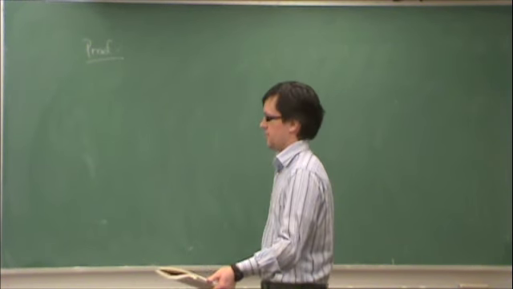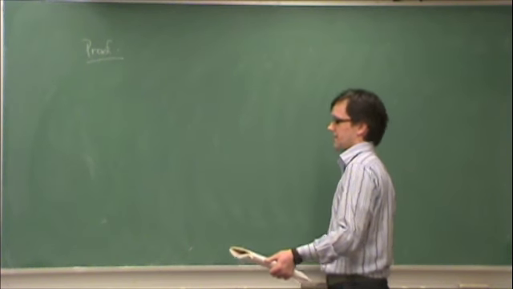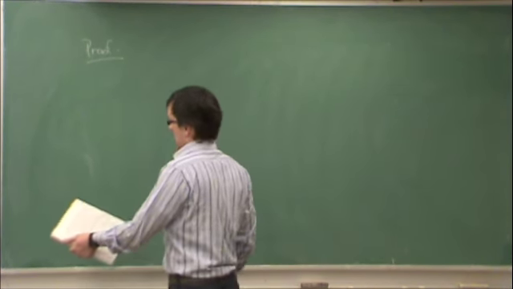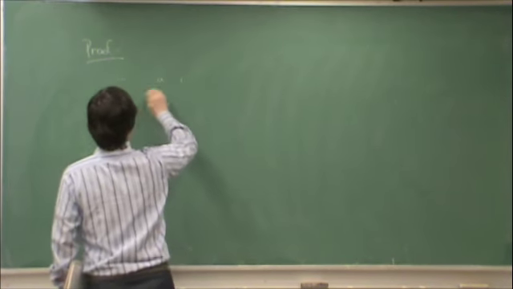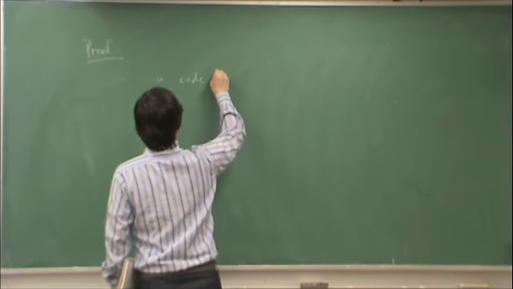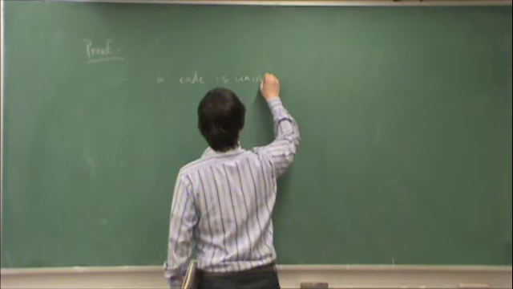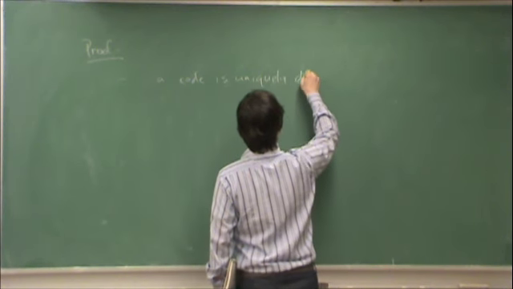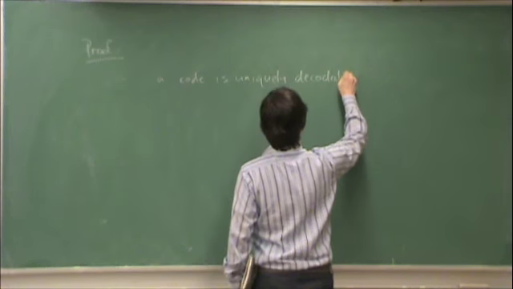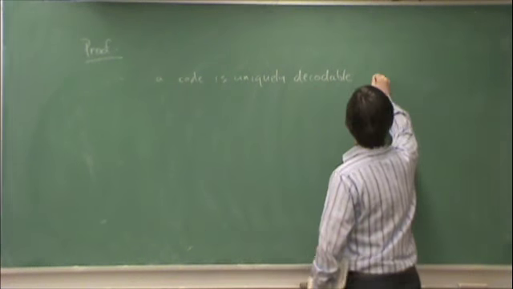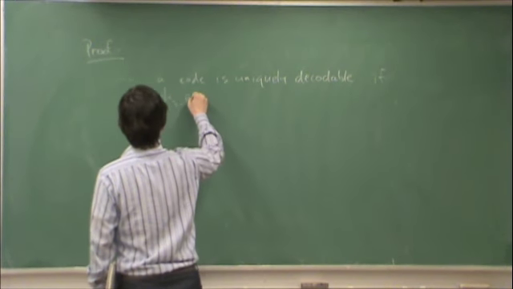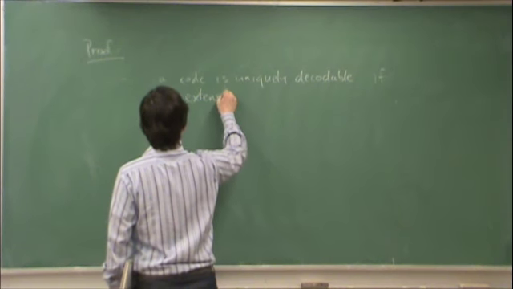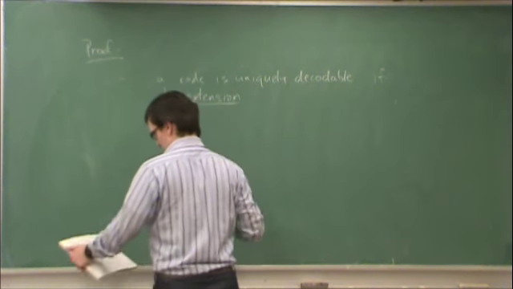What's the uniquely decodable code definition? A code is uniquely decodable if its extension is non-singular.